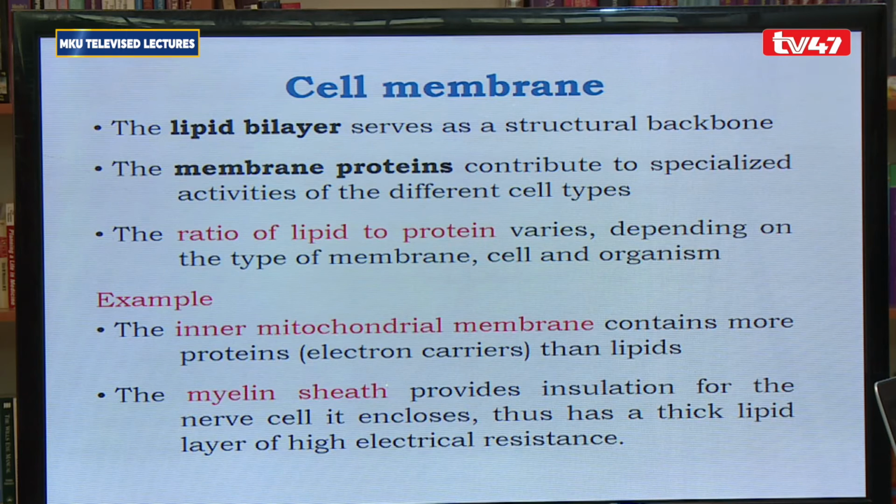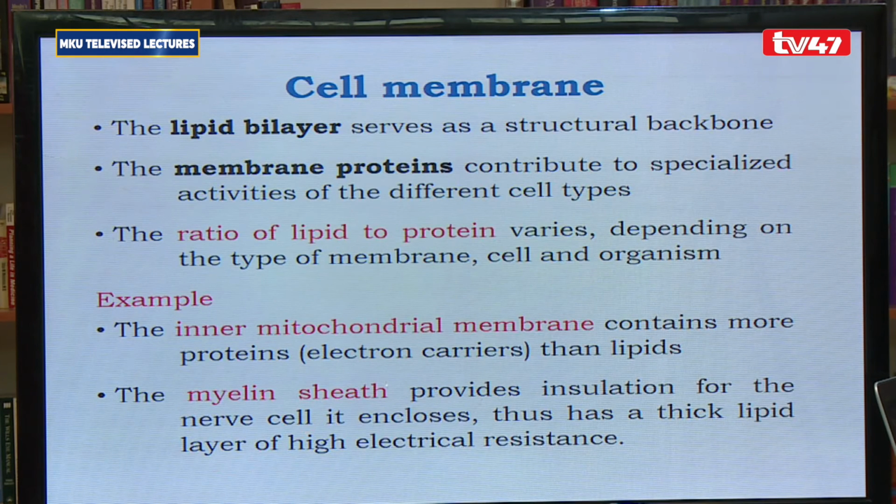Is it the membrane that is found in the mitochondria? Is it the membrane that is found in the nucleus? And so forth. For example, the inner mitochondrial membrane, which I talked about, contains proteins which act as electron carriers. Therefore, they participate in transferring these electrons to create energy, which is stored in the form of ATP. Therefore, the inner mitochondrial membrane would have more proteins than lipids.